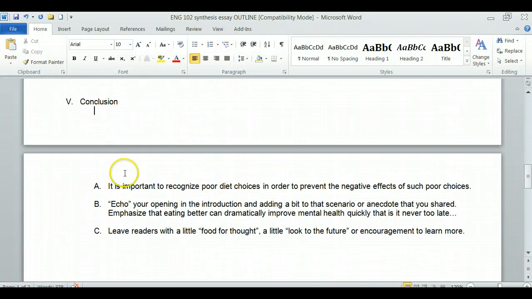And then your conclusion: remind your readers of the importance of your topic. And stylistically, it's nice to give a little echo of your opening. So if you open with a startling statistic, don't repeat it, but sort of echo it. Like, I gave a statistic about older Americans struggling with dementia, and I could echo about the need to make good choices as young people and even middle-aged people so that we can avoid dementia in our old age.